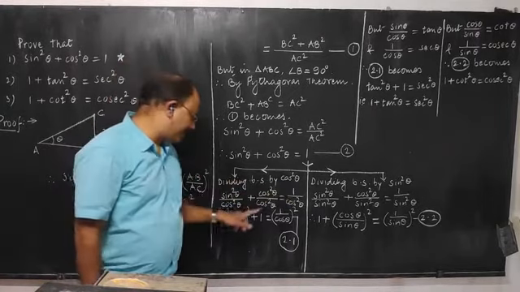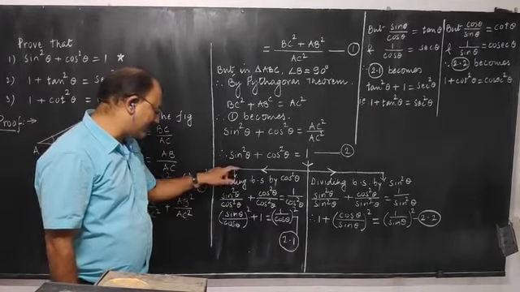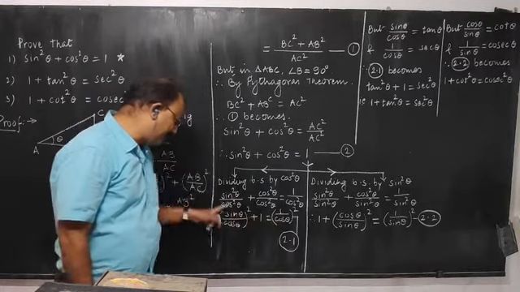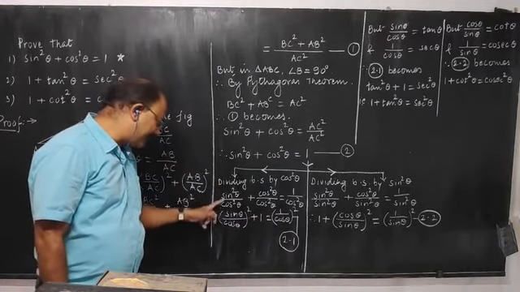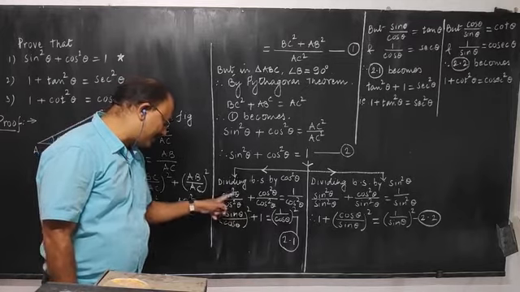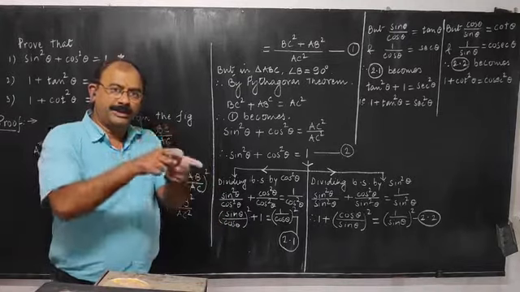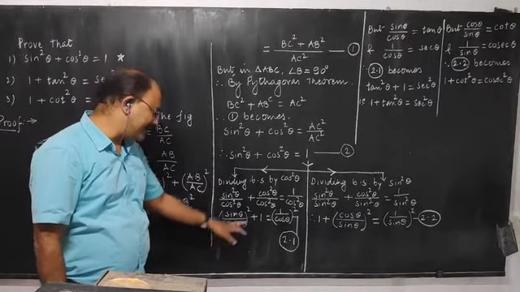So you get sin square theta upon cos square theta, cos square theta upon cos square theta, 1 upon cos square theta. I have written this as sin theta upon cos theta whole square because there is a square in the numerator, there is a square in the denominator, so it can be written as a whole square, which I did everywhere.